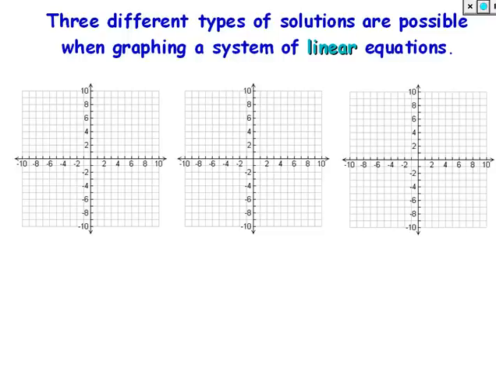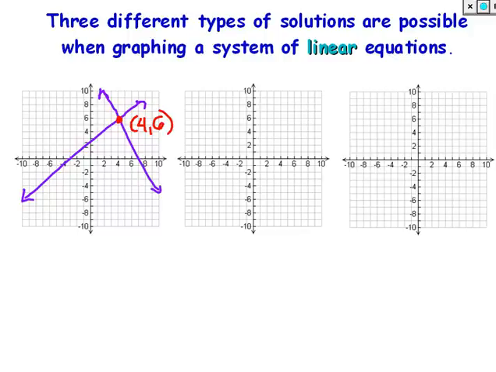There are three different situations that may arise. If I'm graphing lines, it's possible that I'd get something that looks like this. If I'm looking at a graph, the solution to a system would be the point where the two lines cross. So this is the point that both lines have in common. That's the solution to the system. So here it looks like my solution is at the point 4, 6.